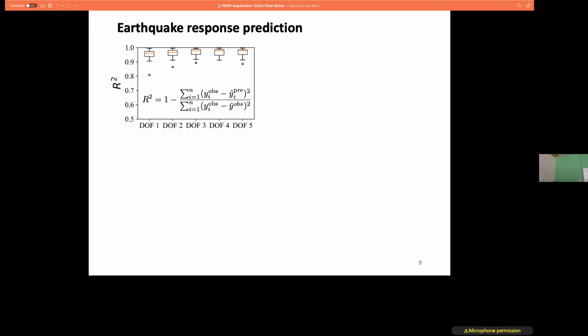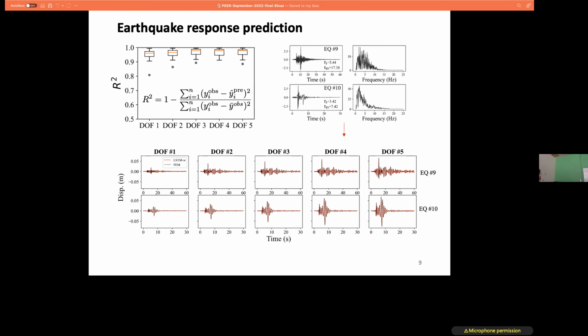And this is the R² value we have at each degree of freedom, and all of them are relatively close to 1. If we take a look at the results for any specific earthquake we use, you see that for all of them, we can predict the displacement of the degrees of freedom quite well. And we have done it for different durations. For example, here I'm using 60 seconds and the other one is 30 seconds, although we have trained our model only for 5 seconds using white noise. So that was one example using a multi-degree of freedom system.